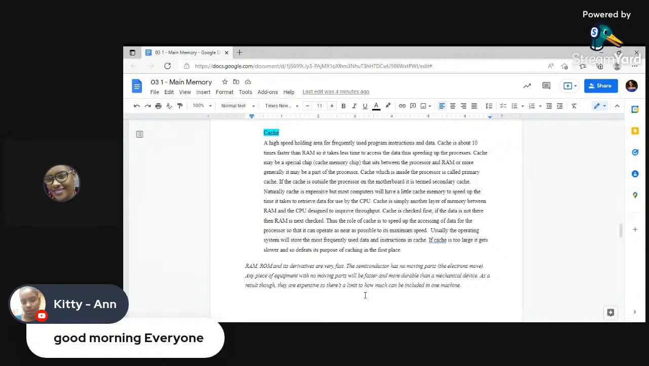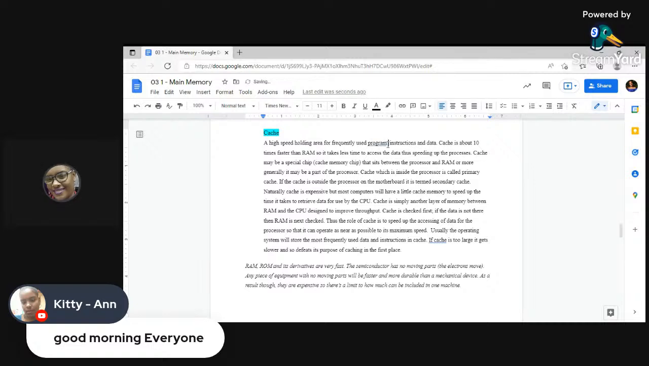I remember that we said before that RAM was very close. So in between your processor and RAM, that is where you find cache memory, right? So anything that is frequently used, that means you open this application daily, right? And when you open this application, this is where you will go to. So it loads faster. It is stored in cache. So it says a high speed holding area for frequently used programs, instructions, and data. That is what cache is.